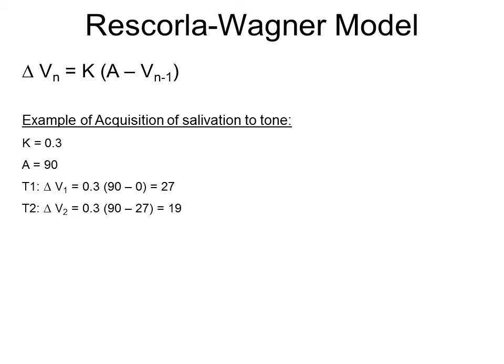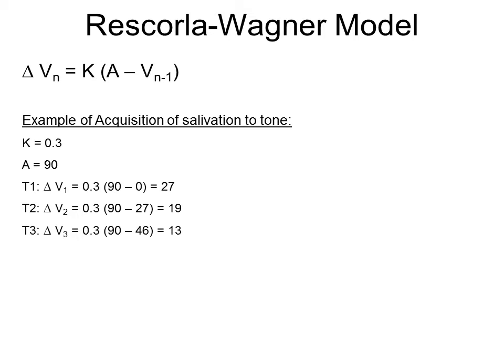63 times 0.3 gives us something around 19. Now, I've rounded these numbers to the nearest whole number. You can use decimal places if you wish, or you can round. I have chosen to round. So now we have a change in strength on trial 2 of 19 associative units. We're already seeing this element of surprise that Rescorla and Wagner wrote about being borne out in our example. On trial 1, where surprise would be greatest, we have a change in conditioning of 27 associative units. On trial 2, where the element of surprise would be slightly less, we see a change of 19 associative units.